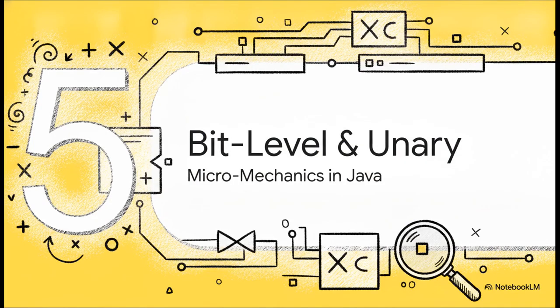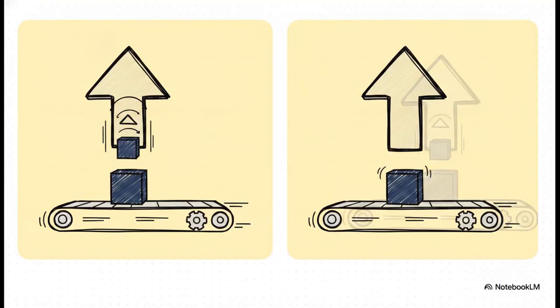All right, let's zoom in even further. Section 5, Bit Level and Unary Mechanics. We are moving from macro math all the way down to manipulating raw binary. First up, unary operators. These work on a single operand. The increment and decrement operators are heavily tested in interviews because timing is literally everything here.